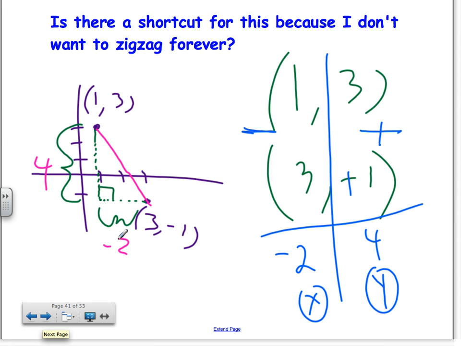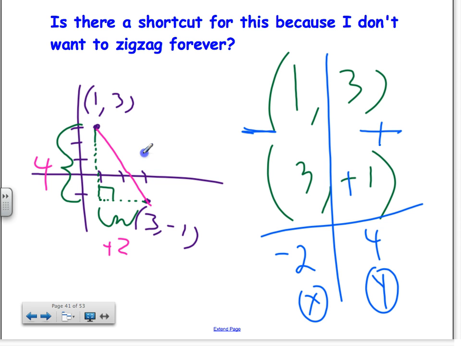But because we're talking about the distance, do we care about the negative? No. So can we just assume that this is also positive? You see it? We're talking about the distance of a figure. So even though it's a negative, we don't really care. It's still going to be positive to us. So look, we have a 4 here for this leg. We have a 2 here for this leg.